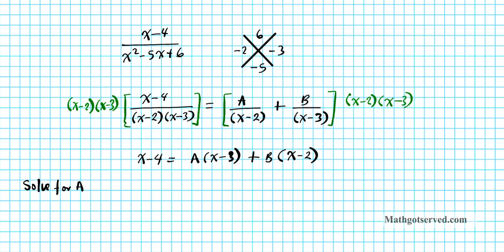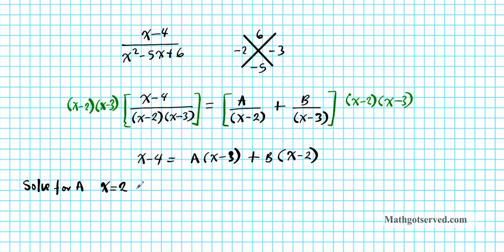To solve for A, we need to pick a term that's going to cause this quantity to be 0. So what will cause this quantity to be 0? It's 2, right? So to solve for A, you set x equal to 2. Then you can cover this component up. This whole thing becomes 0. So now you're going to focus on this term right here, this quantity, and this quantity.